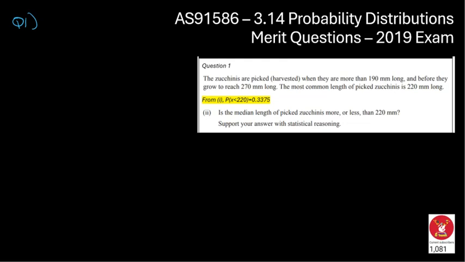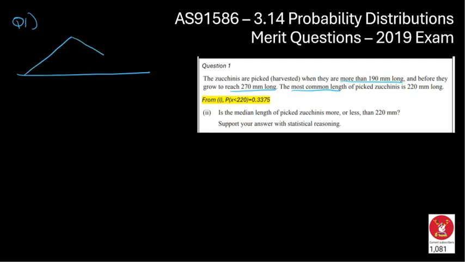So we've got some zucchinis. They are picked when they are more than 190 millimeters long, but before they are 270 millimeters long. So that sounds like a minimum and a maximum to me. The most common length is 220 millimeters, and that explained the probability mentioned earlier. So for me, this is looking like a triangular distribution.